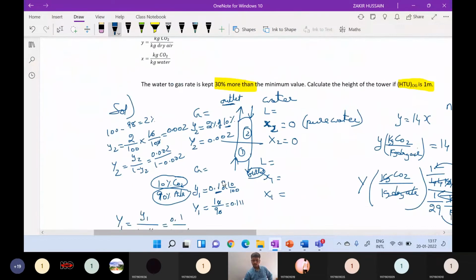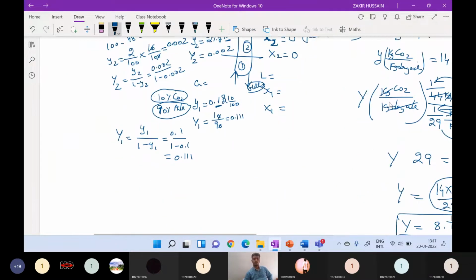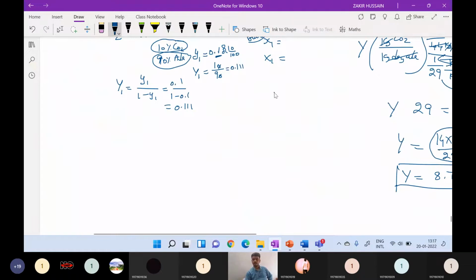So what about the remaining data they have given? The water to gas rate is kept 30% more than the minimum value. So calculate the height of the tower. So what do we have to calculate? Height of the tower we have to calculate. Z is equal to what? And HTU they have given, 1 meter.